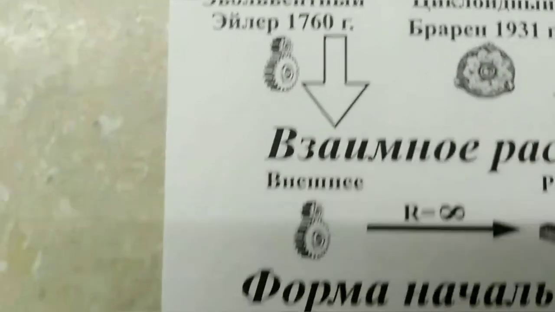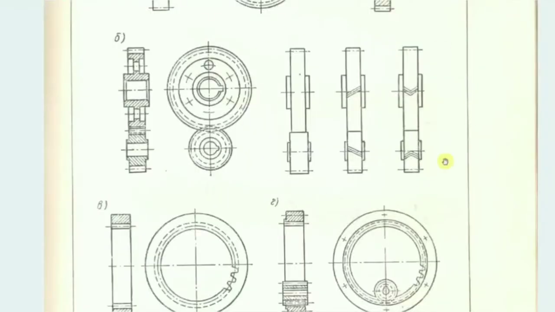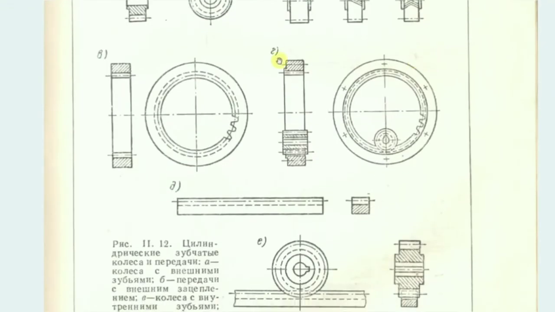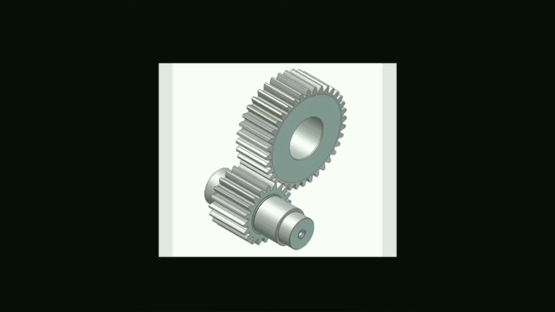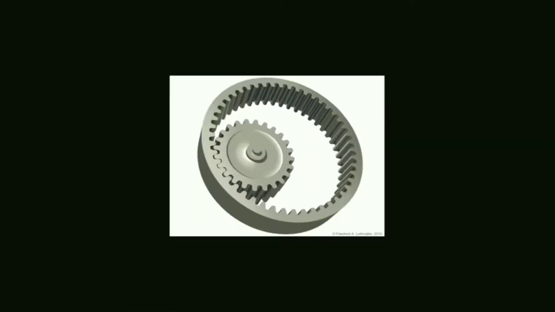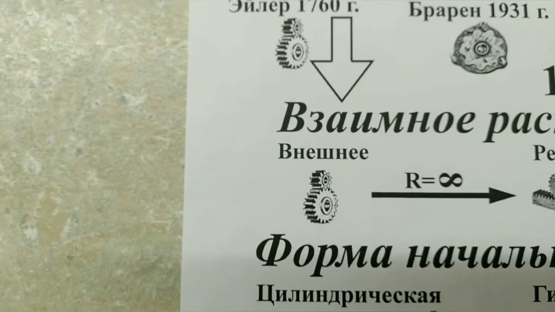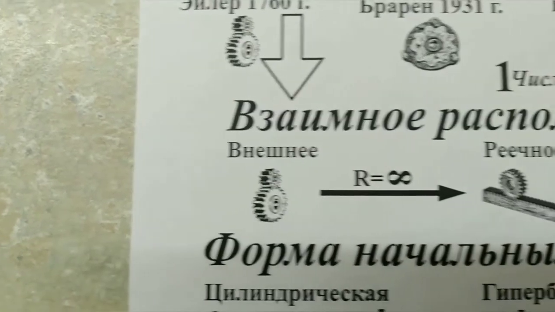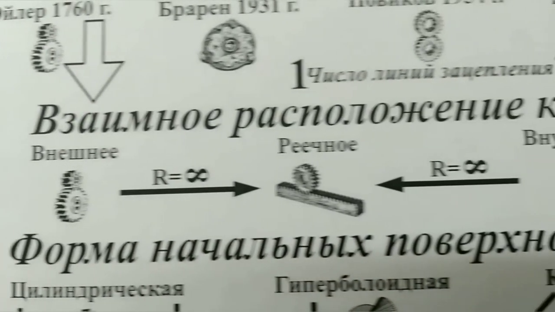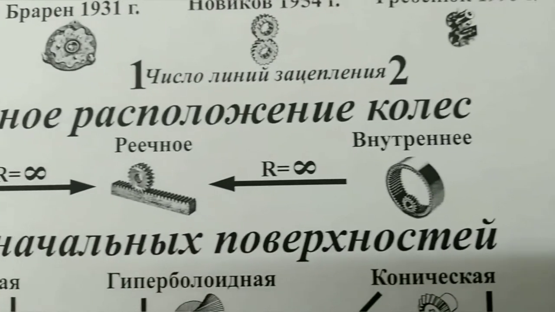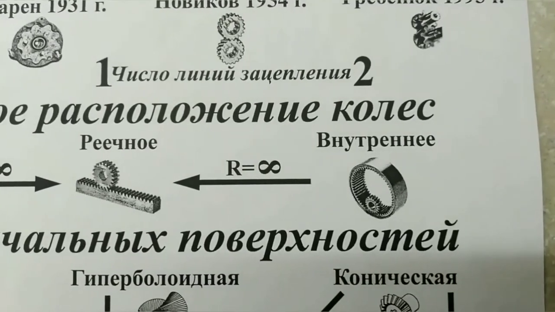The gear engagement can be external and internal. There is also a rack and pinion engagement, which is formed by a gear rack and a gear wheel. It can be represented as an external or internal engagement in which one of the wheels has an infinite radius.